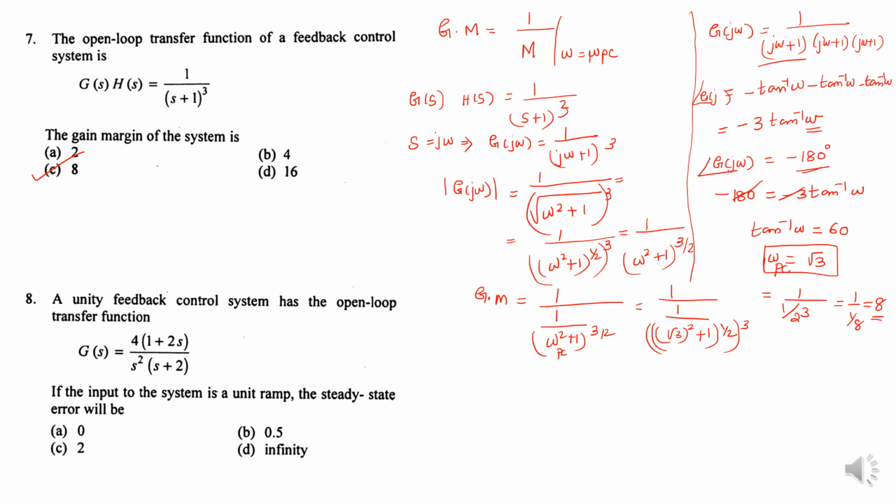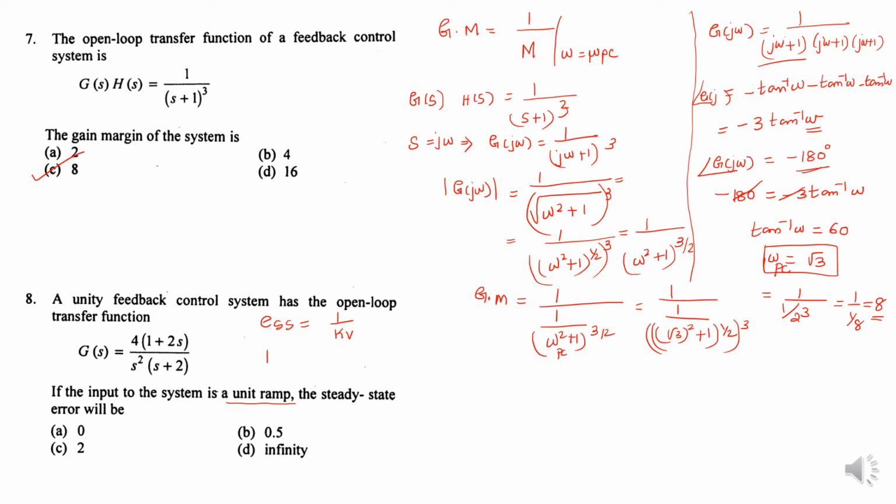Next, problem number 8. A unity feedback control system has an open loop transfer function G of s is equal to 4 into (1 plus 2s) divided by s square into (s plus 2). If the input to the system is unit ramp, the steady state error will be. If the input to the system is unit ramp, that is velocity error constant Kv. And what is the steady state error? The steady state error is 1 divided by Kv. Kv is the velocity error constant.